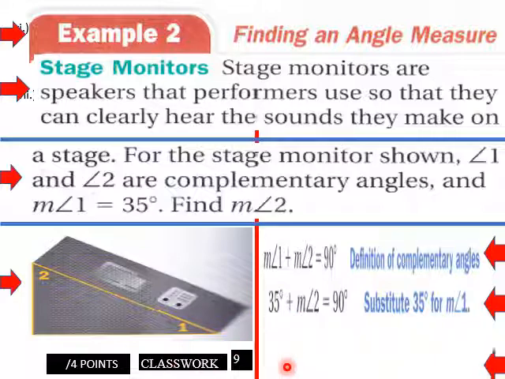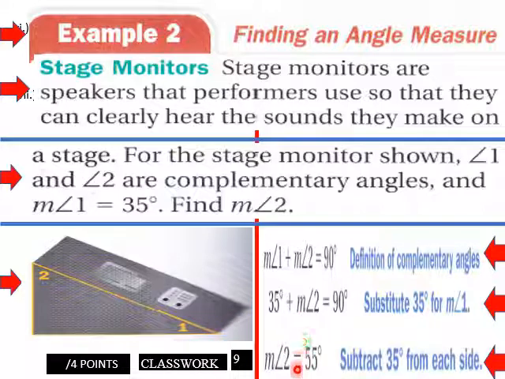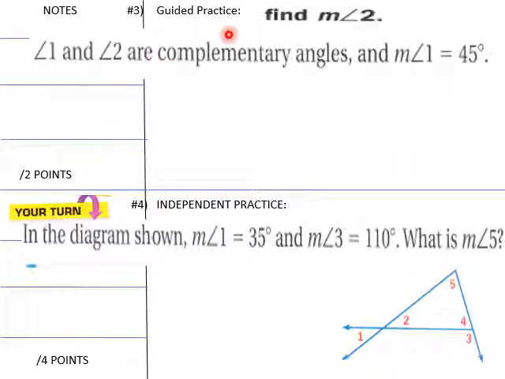We just solve a simple equation here, and we have angle 2 equals 55 degrees. So angle 2 is 55 degrees. Find the measure of angle 2. We use the same method here for our guided practice. Measure of angle 1 equals 45. What's the measure of angle 2?